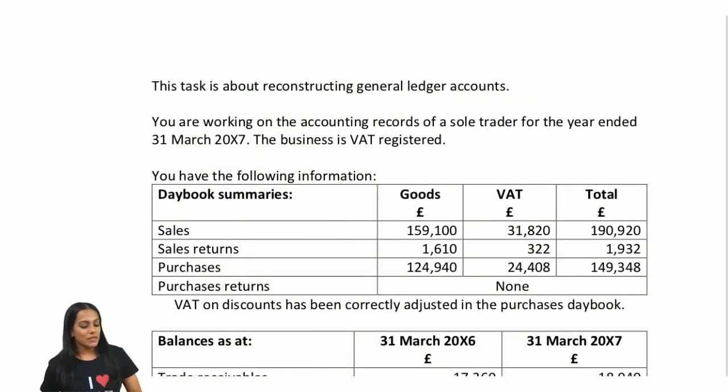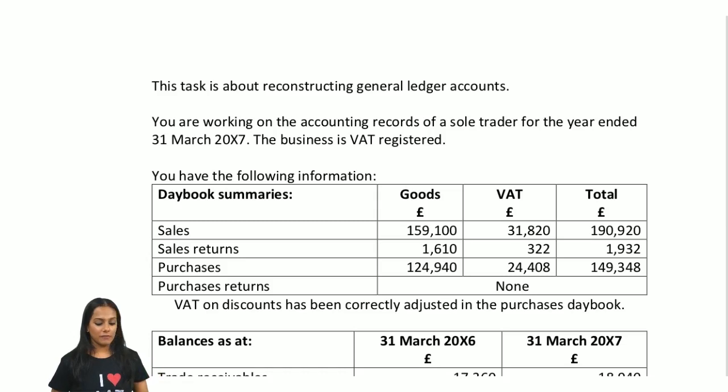There we go. This task is about reconstructing general ledger accounts. You are working on the accounting record of a sole trader for the year ended 31st of March 17. The business is VAT registered. If you are VAT registered, it means you can claim a refund on the tax that you pay on your purchases and other relevant expenses.